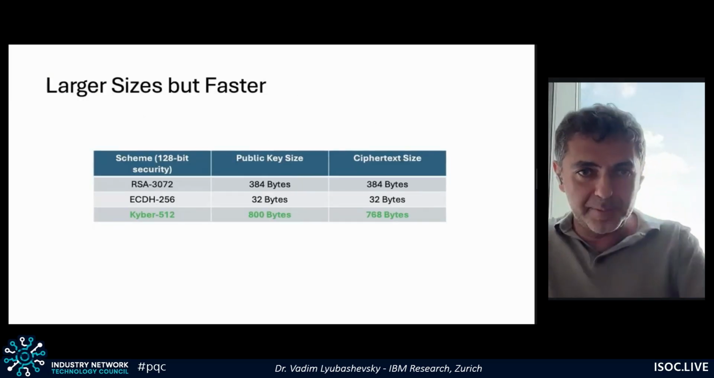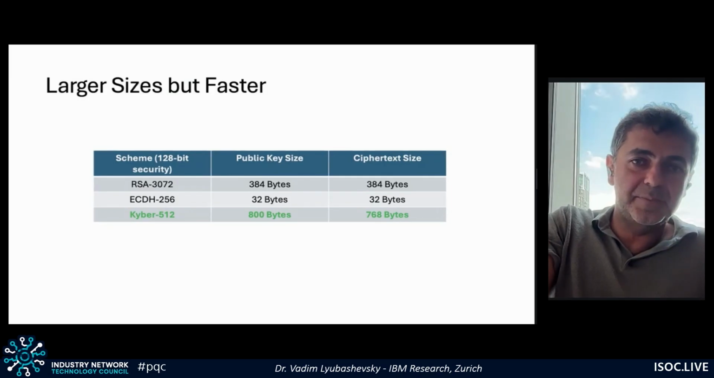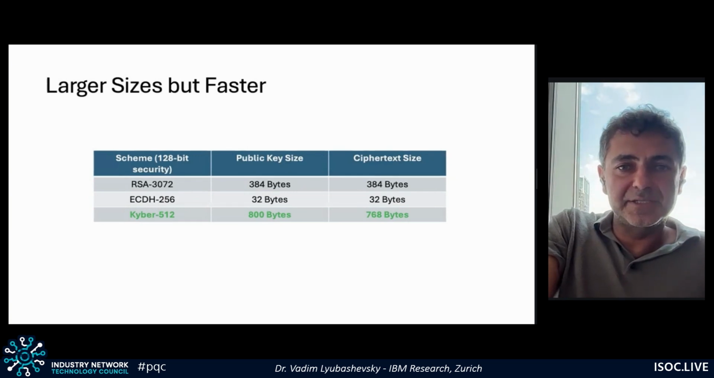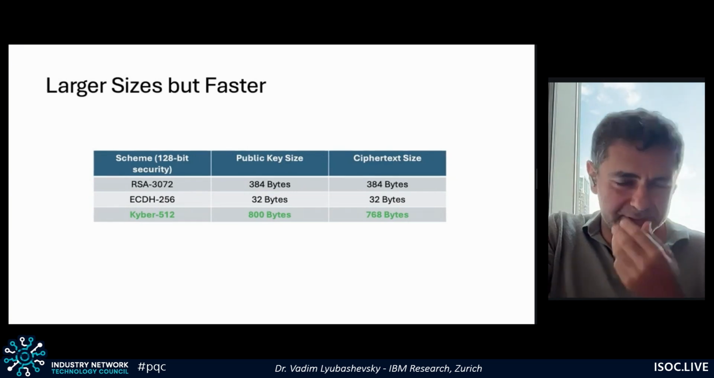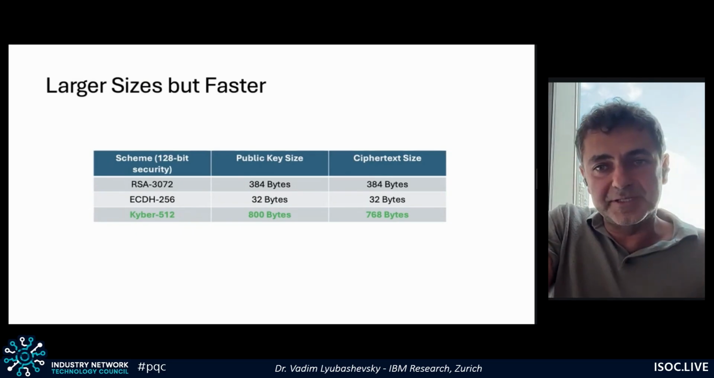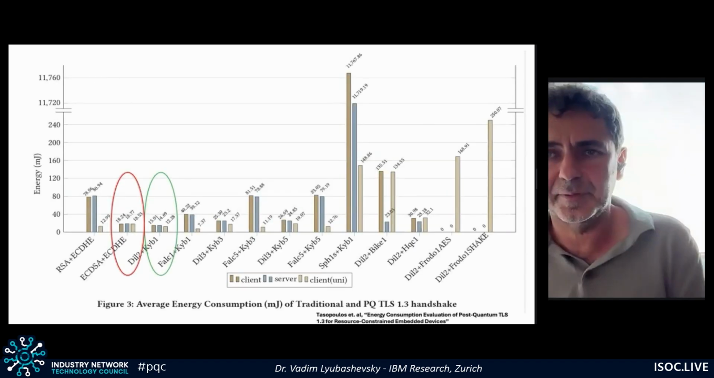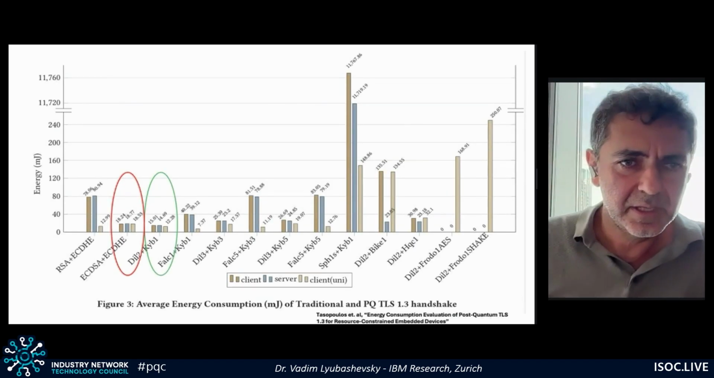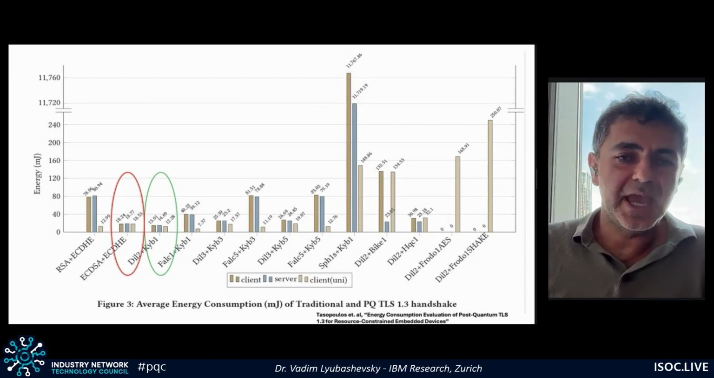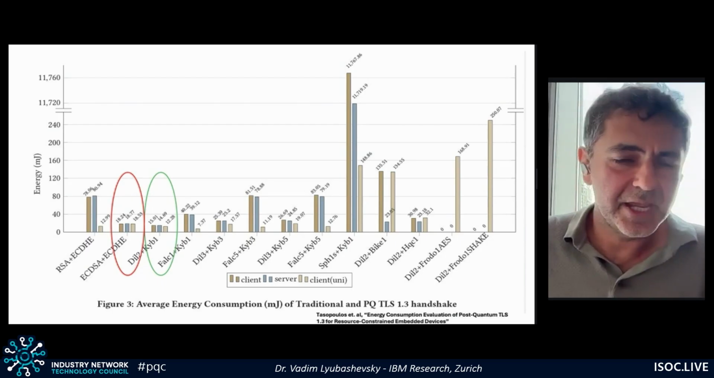The main thing about ML-KEM is that it's larger, but it's faster. For example, for elliptic curve Diffie-Hellman, the public key and ciphertext size is 32 bytes at 128-bit security. For ML-KEM, it becomes 800 bytes and 768 bytes. But it's actually faster. This is from a paper that I wasn't involved in from a while ago that computed not just the speed, but the average energy consumption of a PQ-TLS, of a TLS handshake.